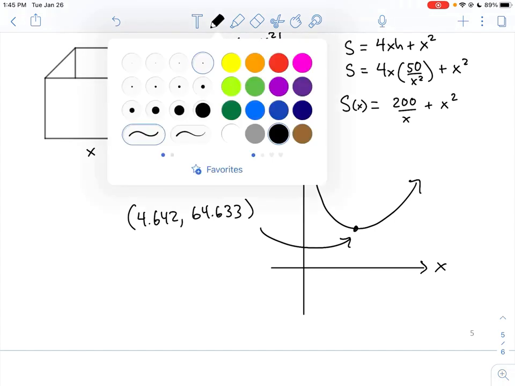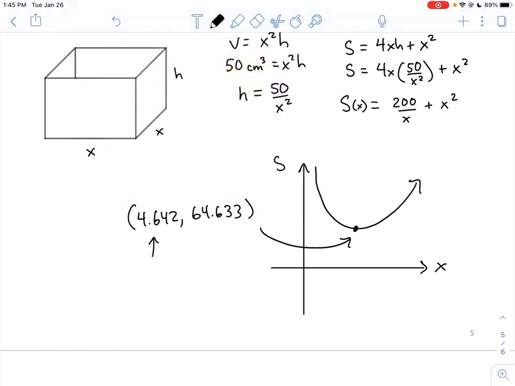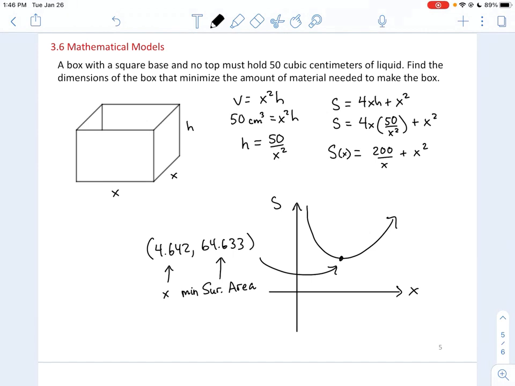Okay, now keep in mind then that the first coordinate here is an x-coordinate, where x is the length of the base in both dimensions, because it's square. And this is a surface area. And specifically, it's the minimum surface area, because it's the lowest point in our surface area graph. Now the instructions here were to find the dimensions of the box that will minimize the amount of material needed to make the box. So we know these two. That's this first coordinate in our graph. But we got to figure out the h. That's the other dimension. And we figure it out by doing this expression.